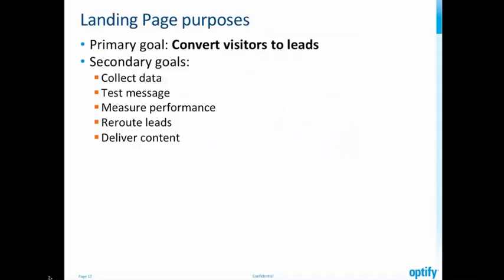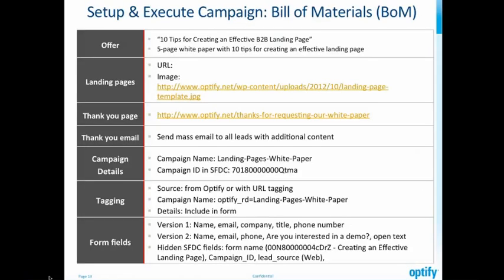So what is the purpose? We talked about it a little bit. The primary goal is to convert visitors to leads. But there are secondary goals like collecting data, testing your message, measuring the performance, rerouting leads to the right places, which I will show how we do today, and delivering content. You can use the campaign results and refine it so you can start all over. So before I start creating the landing page, I have all of this listed and ready to go, and then I can just jump into creating the actual landing page.